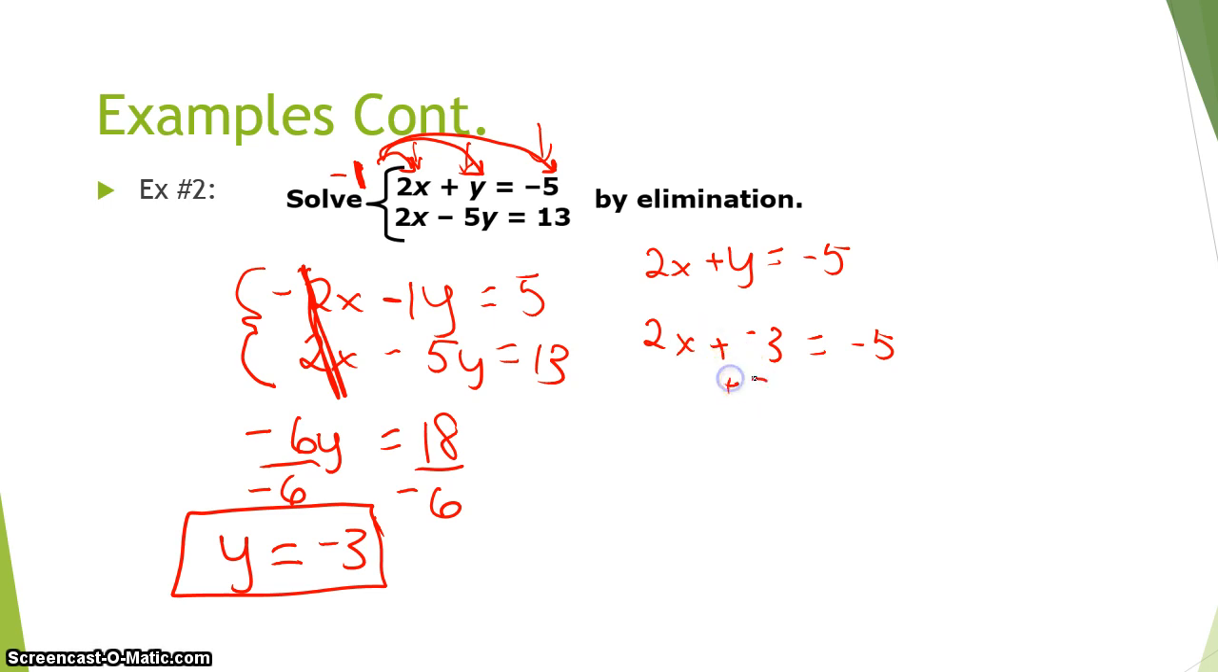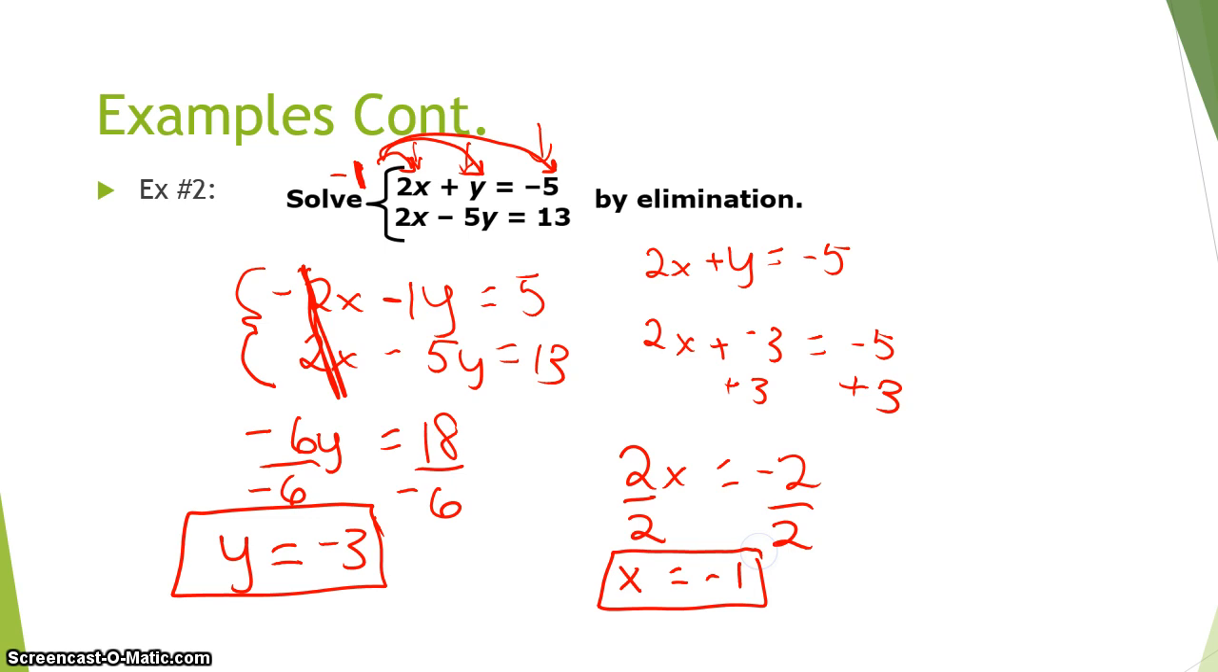I can add 3 to each side. So we have 2x equals -5 plus 3 is going to give me -2. To get x by itself, we divide both sides by 2 and get x equals -1. So we've solved for the variables x and y. X is -1, y is -3.